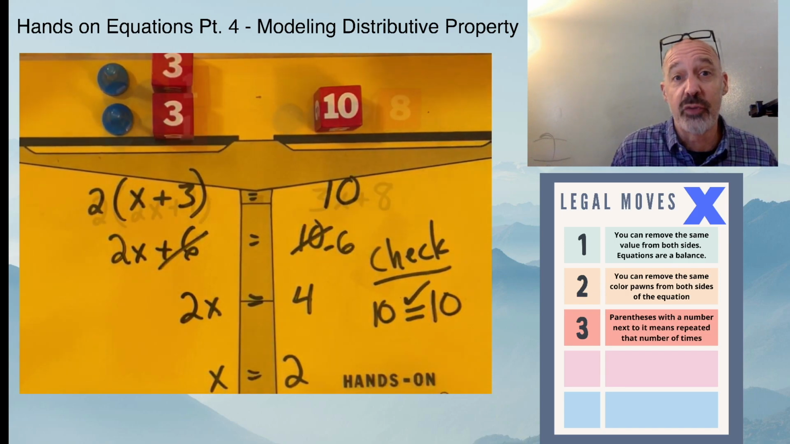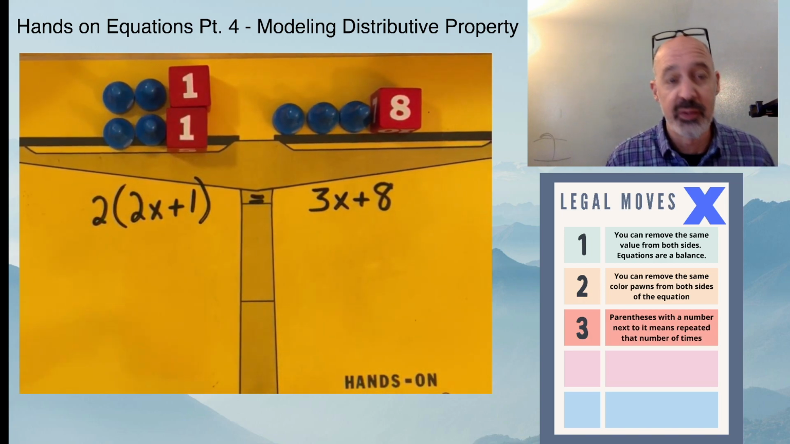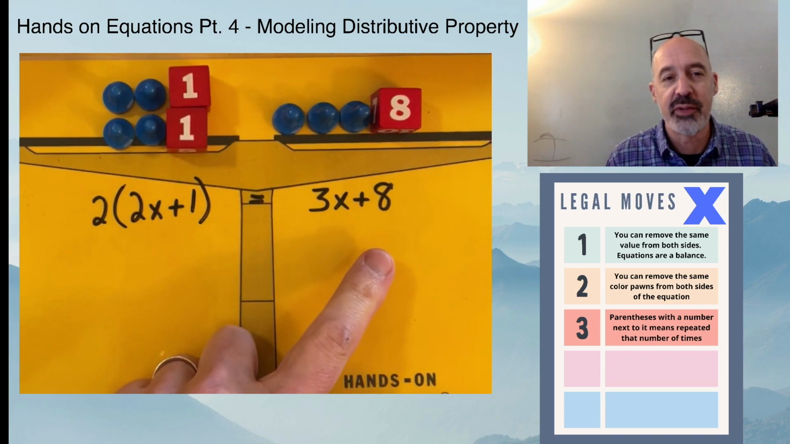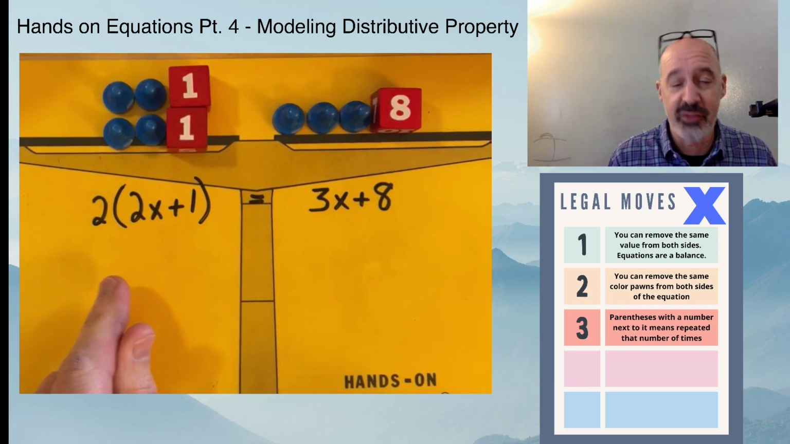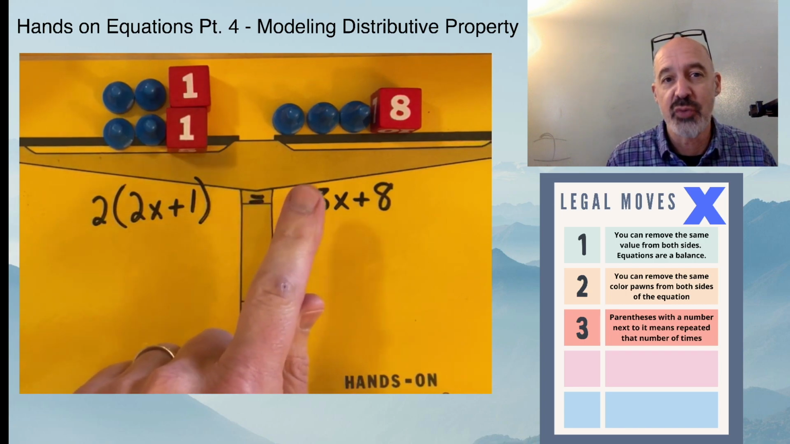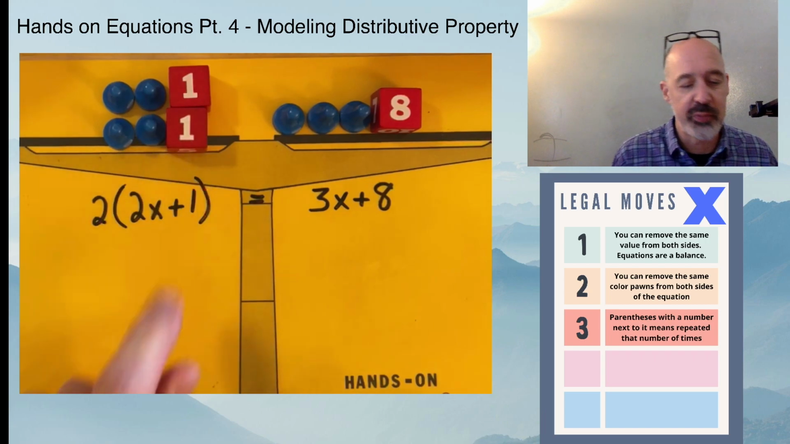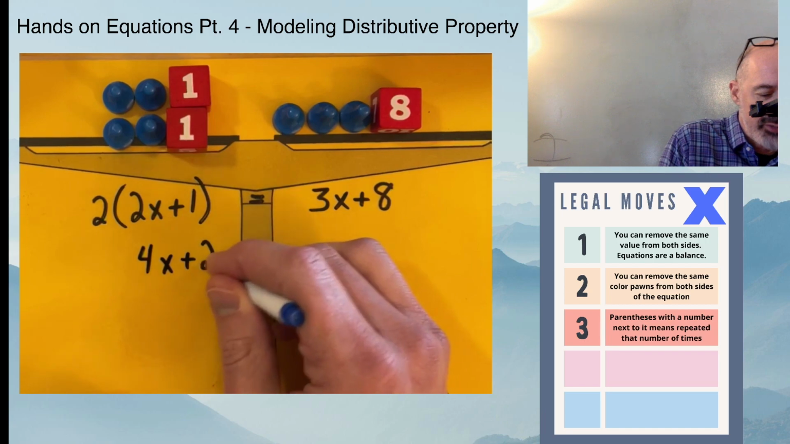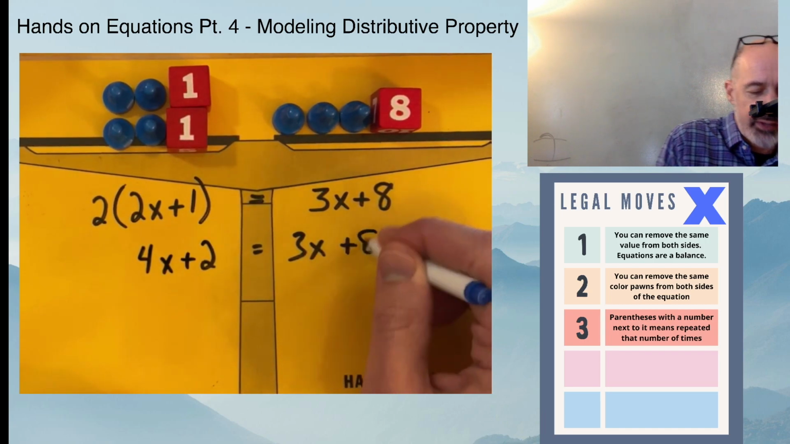Now, let's do a harder one. I've seen middle schoolers struggle mightily with these kinds of problems. They'll try to subtract 2 from the 8 because it seems to make sense, but when kids start with this program, they know that doesn't make any sense. So I'm showing 2 groups of 2x plus 1 and then 3x's plus 8. So I could rewrite that as 4x plus 2, and I'll do that because that's what I would think students should think about, and that is equal to those 3x's plus 8.